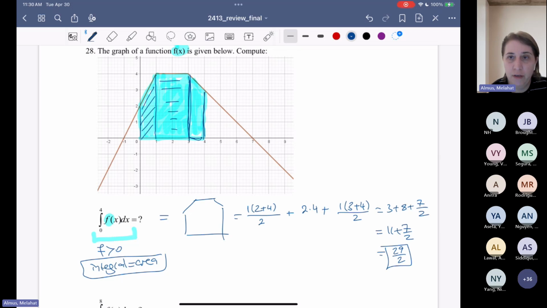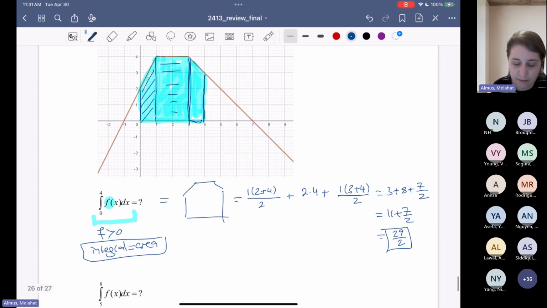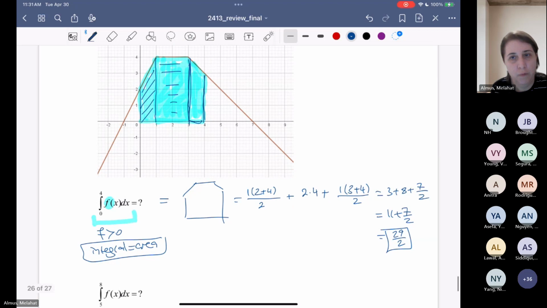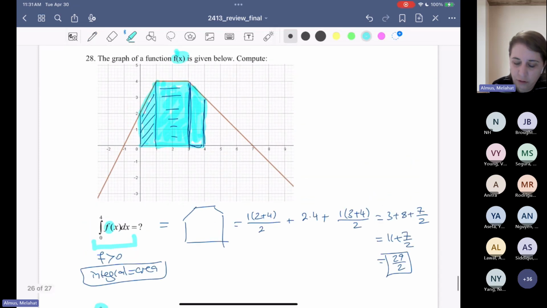Okay? Geometry, triangles, rectangles, trapezoids, whatever you can see there. But this works if the function is positive, right? If it is negative, we need to be careful. If it is positive and then negative, we need to split it up. The second part says 5 to 8. So how is this function from 5 to 8? Do you see that we have a problem here? Here and here.